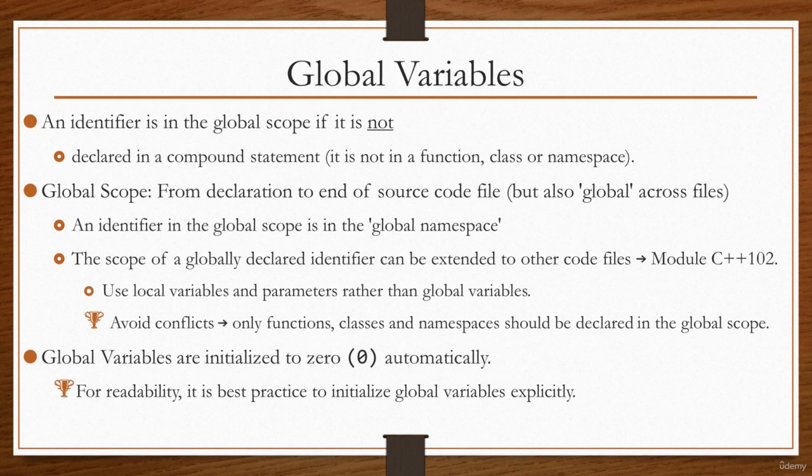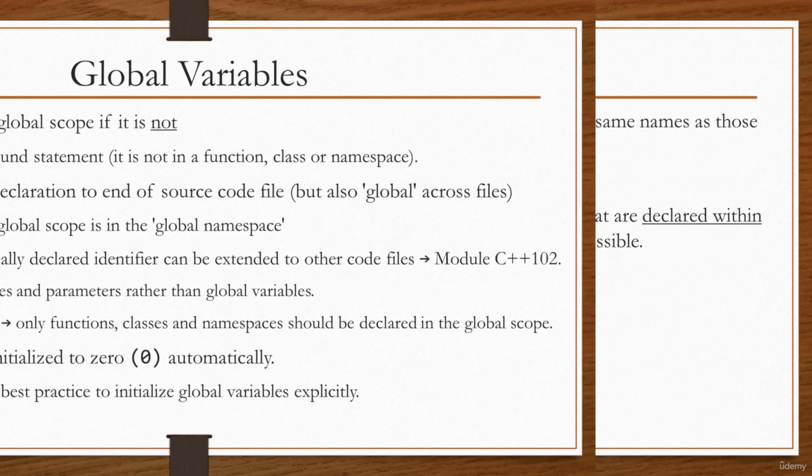And you'll often be organizing related code in namespaces. So you'll be adding your classes and functions in your namespaces. Classes can also contain their own functions, so you can add functions in your classes. In this way you can wrap related functionality within classes or namespaces, and thus reduce the clutter in your global namespace. The lesson in this is to avoid identifier conflicts. Only functions, classes, and namespaces should be declared in the global scope. We will learn more about classes and namespaces in the module C++ 102 as I mentioned.